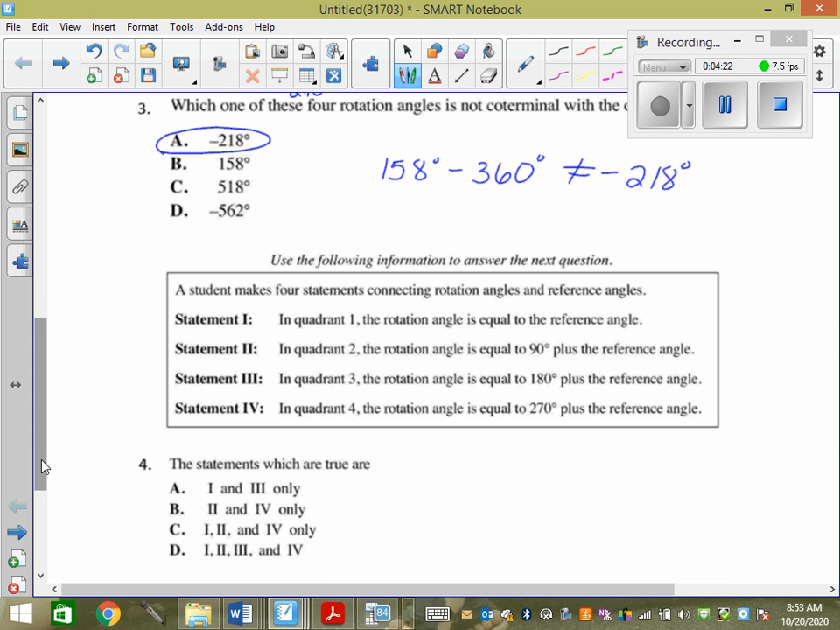The statements that are true. In quadrant 1, the rotation angle is equal to the reference angle. That is true. In quadrant 2, the rotation angle is equal to 90 plus the reference. No, that's going from the y, so that's not good. In quadrant 3, the rotation angle is equal to 180 plus the reference. That's true. In quadrant 4, the rotation angle is equal to 270. Nope, we never use the y. So it would be 360 minus the reference angle.